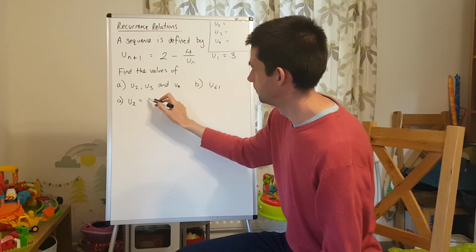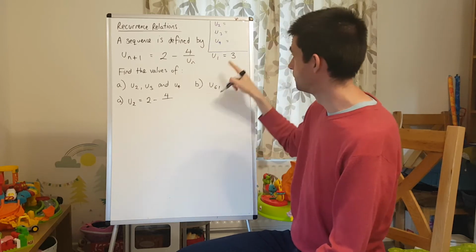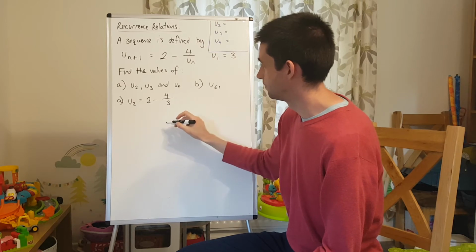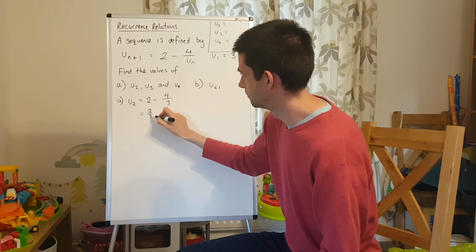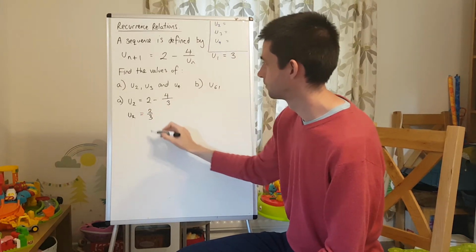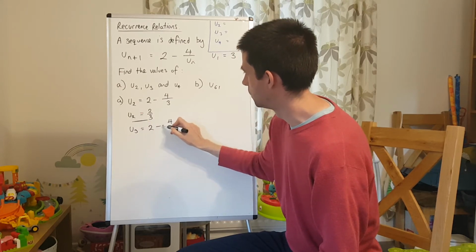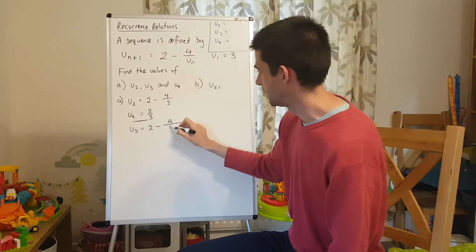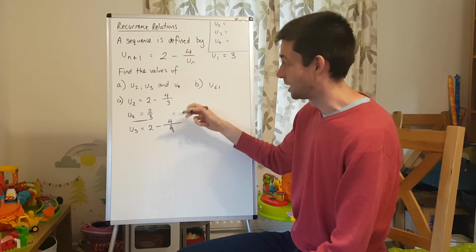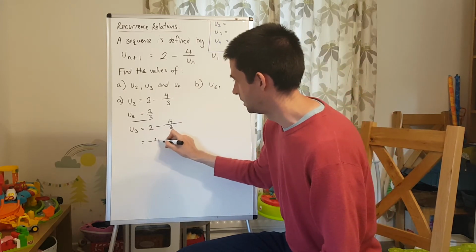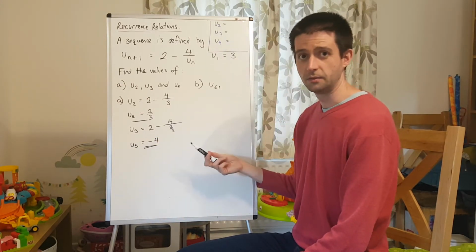So, u2 is going to be 2 minus 4 over u1, and I know that u1 is 3. So 2 take away 4/3 is 2/3. So that is u2. u3 is going to be 2 minus 4 over u2, which is 2/3. Now 4 divided by 2/3 is 6. 2 take 6 is negative 4. So u3 is negative 4.